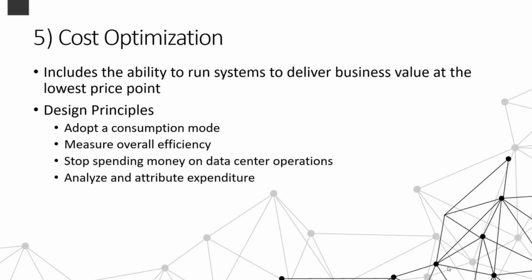we have design principles. The first one is adopt a consumption model. Pay only for what you use. For example, in S3, we only have to pay for the storage that we are using. But in an EBS volume, you have to provision and you have to pay whether you are using it or not. Let me show you what I am telling you.